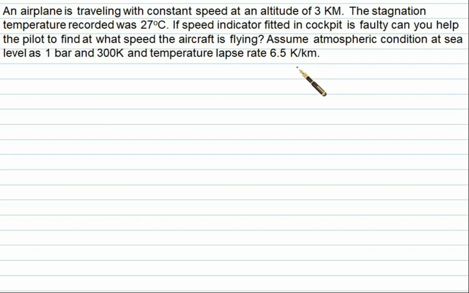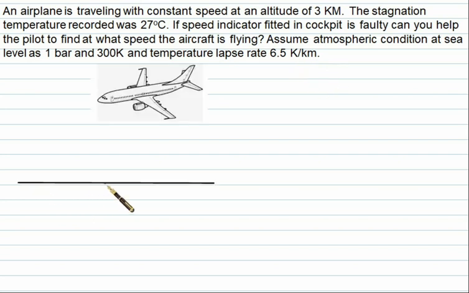So consider this one is the sea surface and we have an airplane flying at an altitude of 3 km. At sea level, we are given the pressure equal to 1 bar, labeled as 0, and T0 is the sea level temperature equal to 300 Kelvin. The altitude is given as Z equal to 3 km. So this one is the stream here.